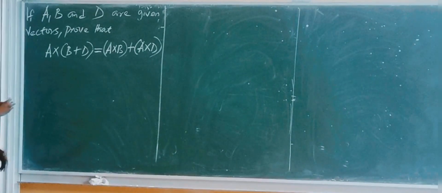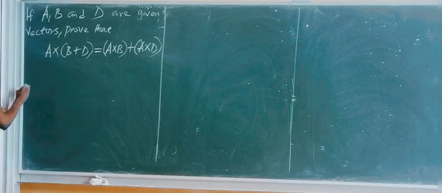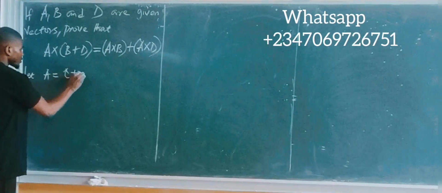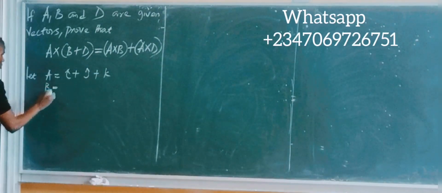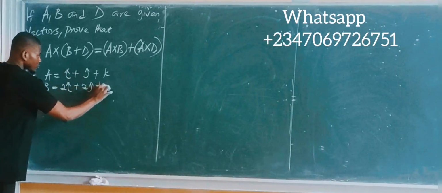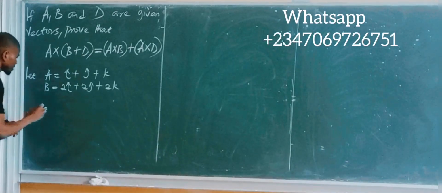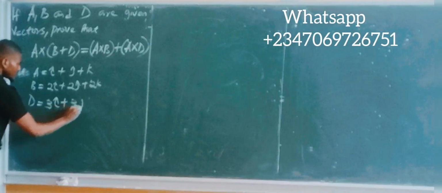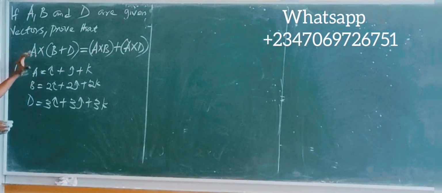To prove this law, we are simply going to attach values to the vectors A, B, and D. So you can simply say, let A be equal to I plus J plus K, B equal to, say, 2I plus 2J plus 2K. Please take note, you can use any figure you want. You will arrive at the same answer. And let D be actually 3I plus 3J plus 3K. So we have these three values. So we want to now prove this.